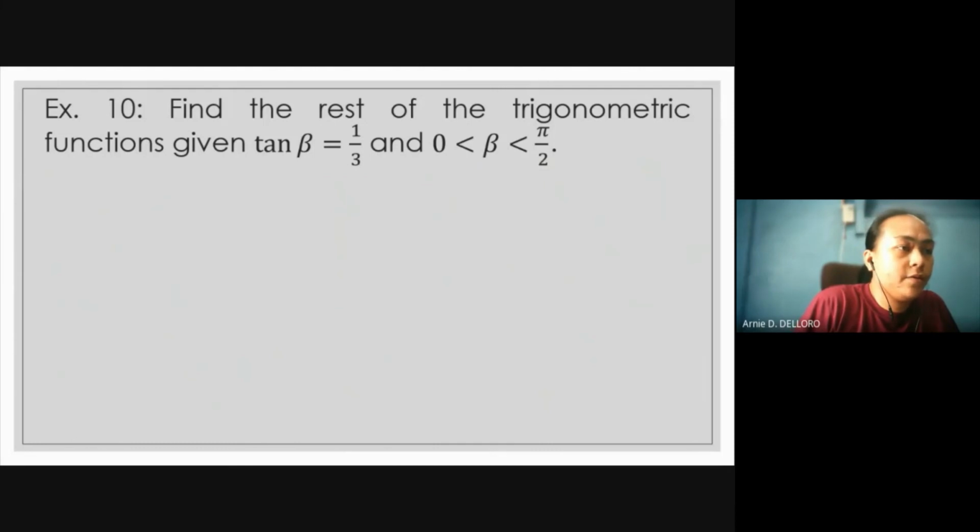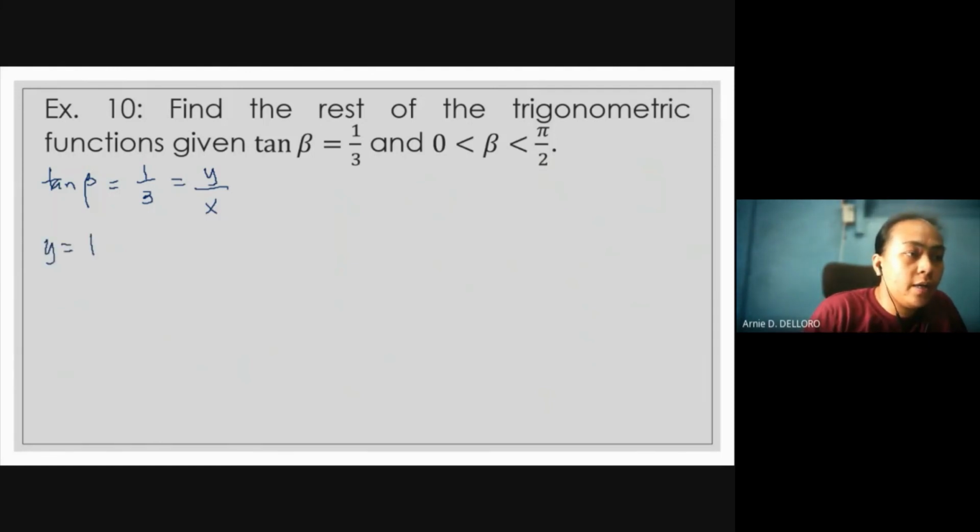We have, so tangent beta is equal to 1/3. Since the given angle is in the first quadrant, ibig sabihin, yung coordinates ng sine and cosine ay pareho positive. Okay? And we know that yung 1 ay equal sa y. Yung denominator ng tangent is x. So it follows, we know the value of y and we know the value of x, which is 3. So yung value ng x ay 3.